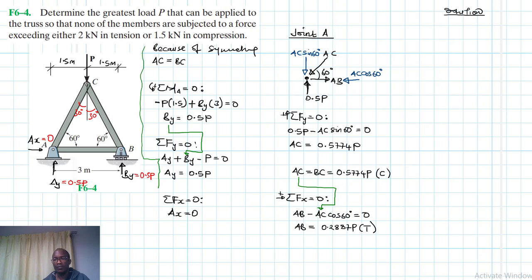Alright, so now let's start checking the cases. Now we found the support reactions, we found the member forces and their directions. So let's now check case by case. So we have case 1. Case 1, maximum tension is equal to 2 kilonewtons. Which members are in tension? The member that is in tension is AB.